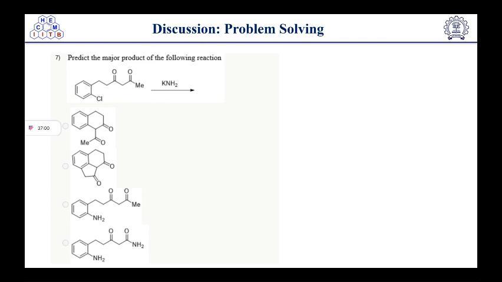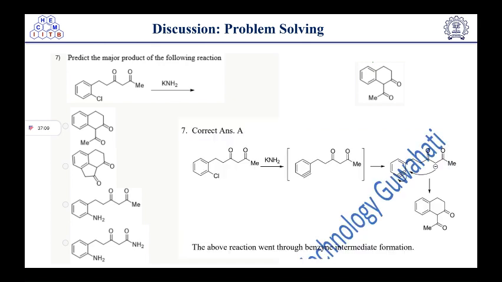Next question. Predict the major product of the following reaction. So here again we have basic condition, potassium amide, and the reaction will follow the benzyne intermediate formation. We have discussed benzyne intermediate formation in the last class also. So here you can see that the proton abstraction will take place, right? Here negative charge will generate if the proton abstraction takes place, correct? After this, this will push out chloride, which will act as a leaving group, to make the benzyne intermediate.